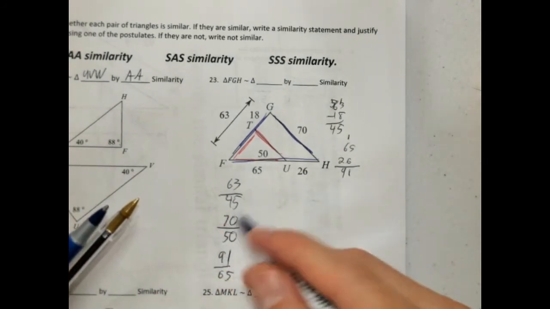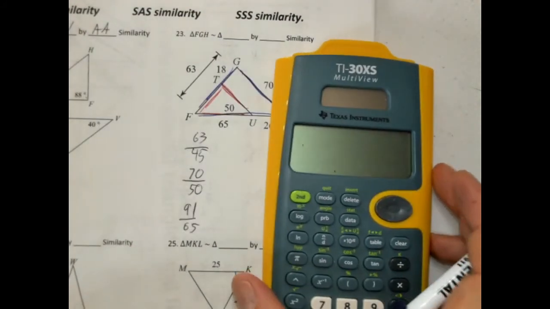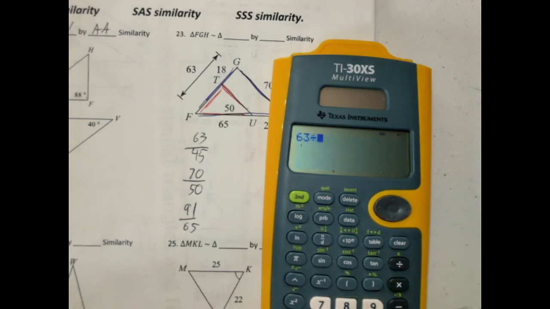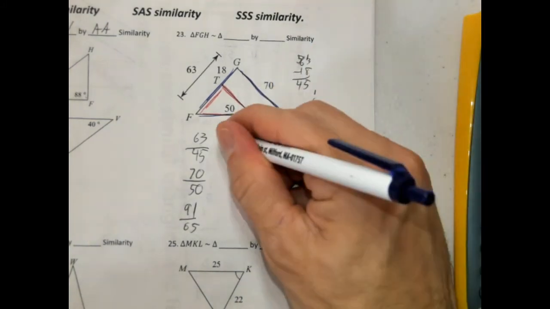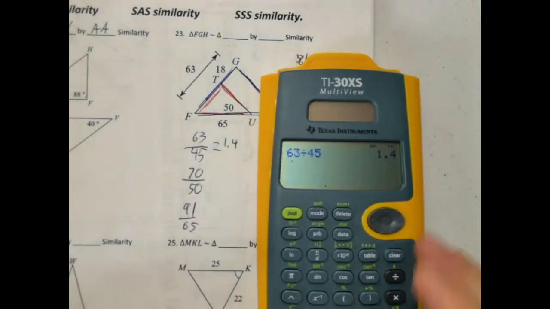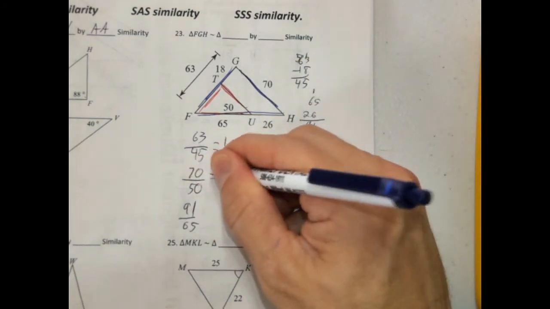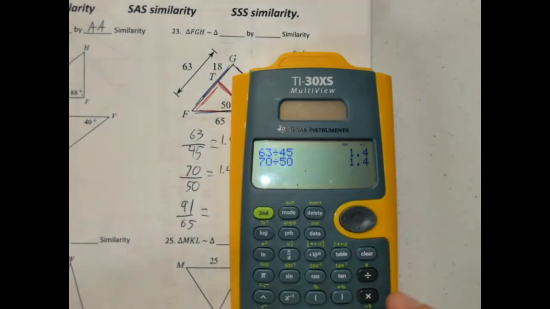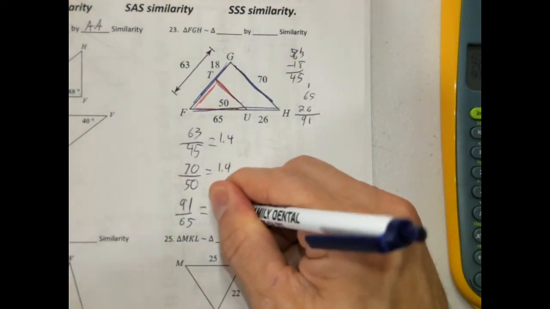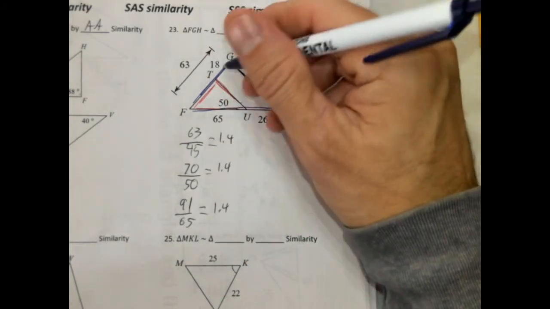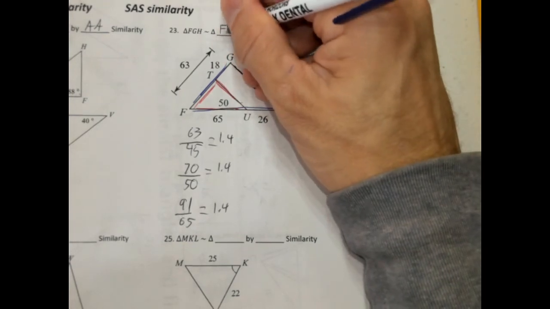So we need to see if all three of these ratios are the same. I don't know if they're going to be. Let's find out. I'm going to cheat here. Well, not cheat, but we're going to use a calculator to make our life easier. 63 divided by 45. It's 1.4. 70 divided by 50. 1.4. Looking good. And then 91 divided by 65. The 1.4. There we go. All right, so those are all the same. Therefore, it's side, side, side. So FGH, we're going to go FTU. Yep, FTU. Boom.